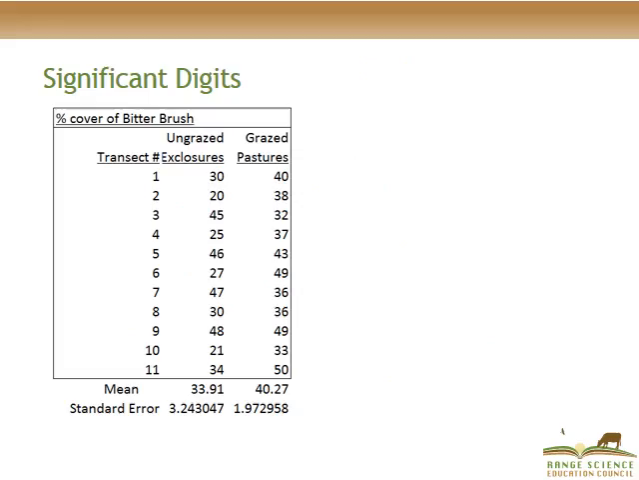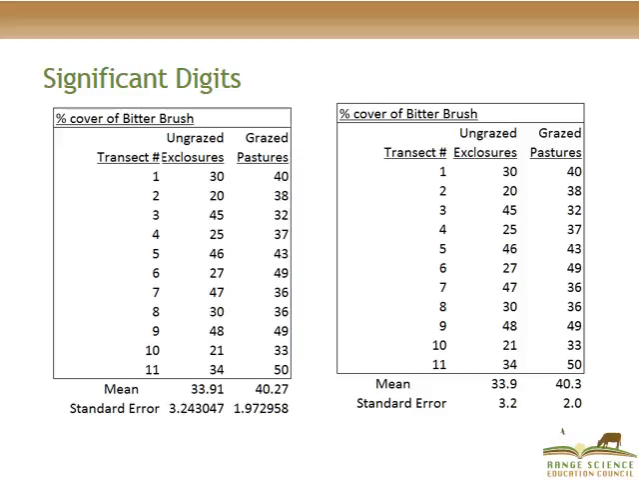You might remember these data. We talked about bitter brush in one of the assignments, and here was the raw data. This is where you might start with your table, but one of the points I want to make here is thinking about significant digits. Look at the mean and standard error at the bottom of this chart.